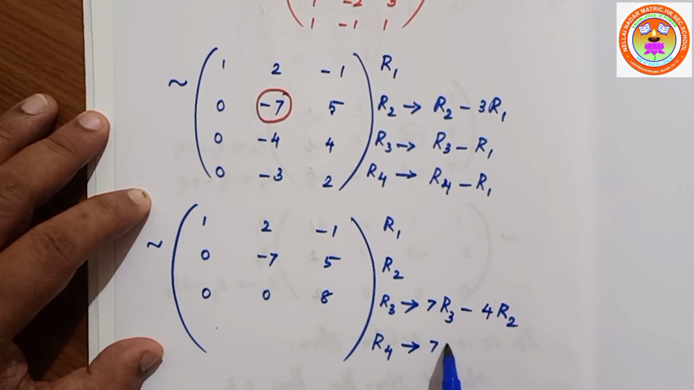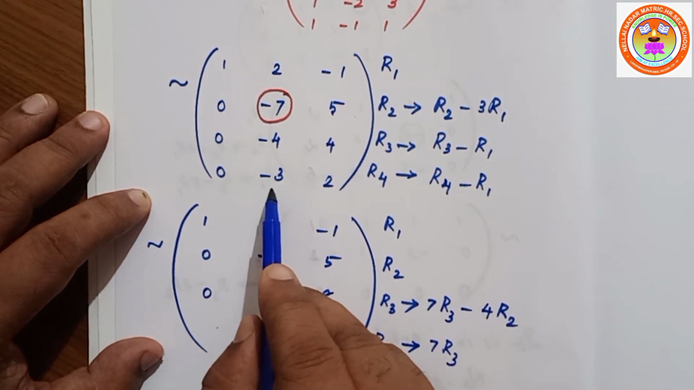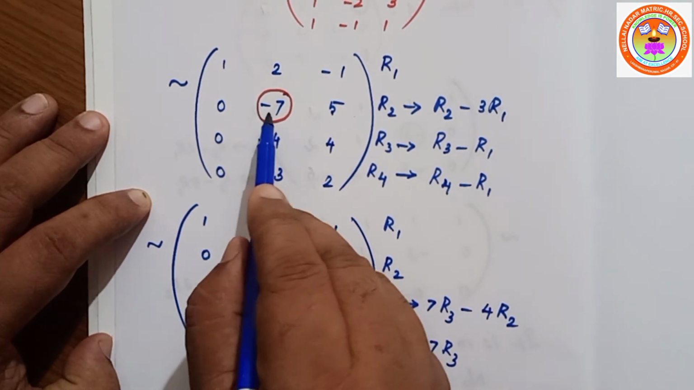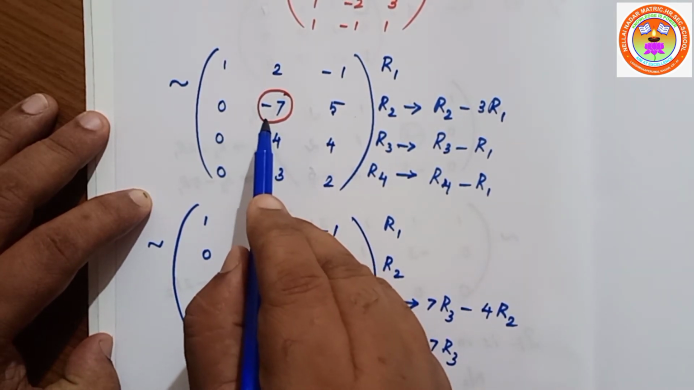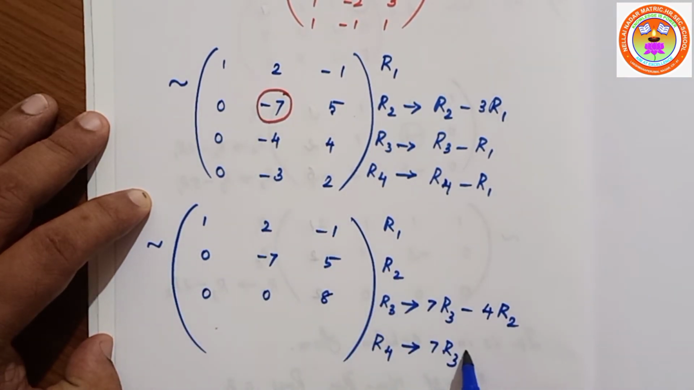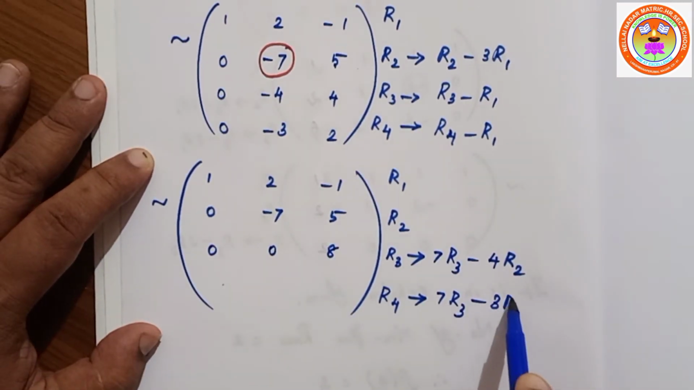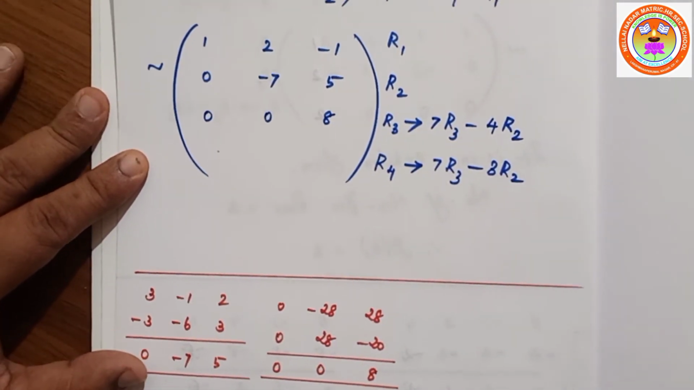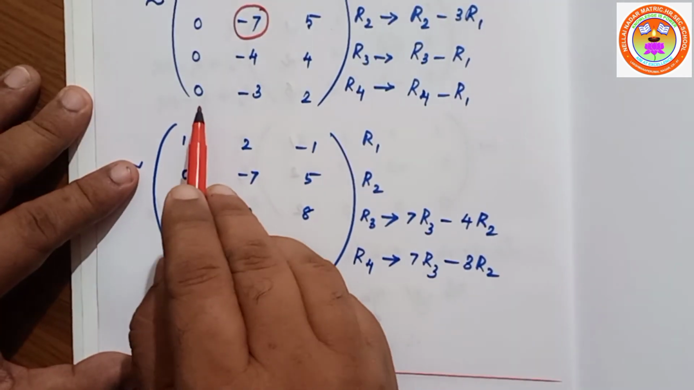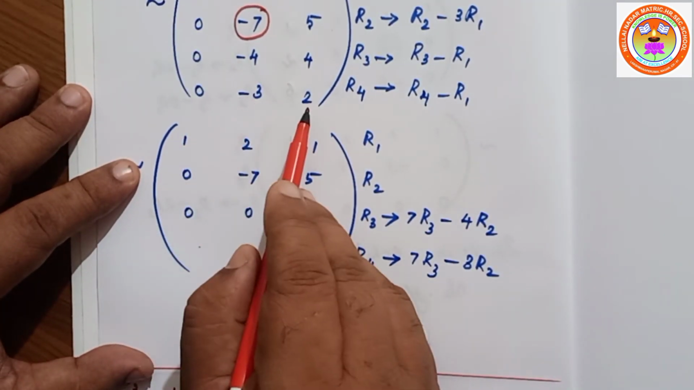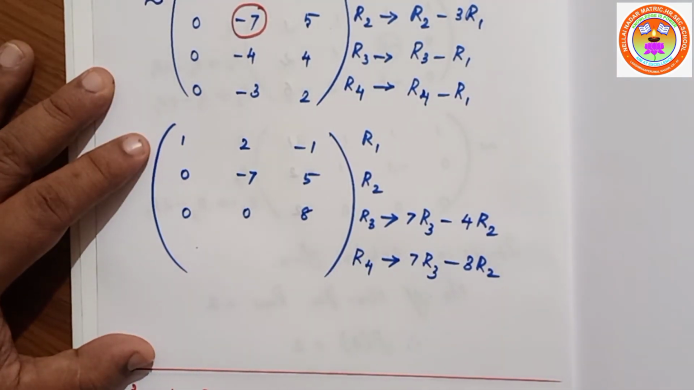So, 7 R3. If we multiply by 7, you will be getting minus 21. Correct? It has to be plus 21. Then only can get 0. For making this element as plus 21, multiplied by minus 3. So, minus 3 R2. So, 7 R3 means you have to multiply R3 by 7. So, 0 into 7, 0. Minus 3 into 7, minus 21. 2 into 7, 14. 0, minus 21, 14.